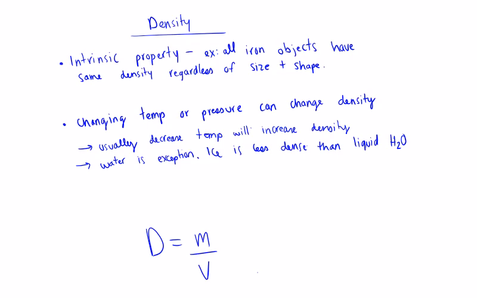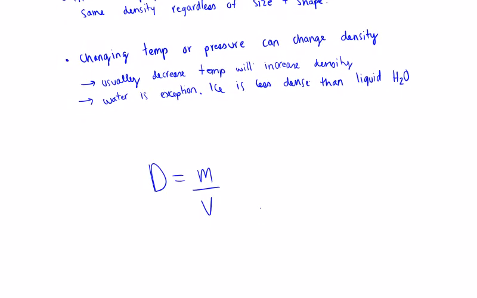So below we have the density formula, D equals m over v. This is something that you have to have memorized for the rest of your life. I will never give this formula to you on any sort of worksheet or test or quiz. You've just got to know it. D equals m over v.